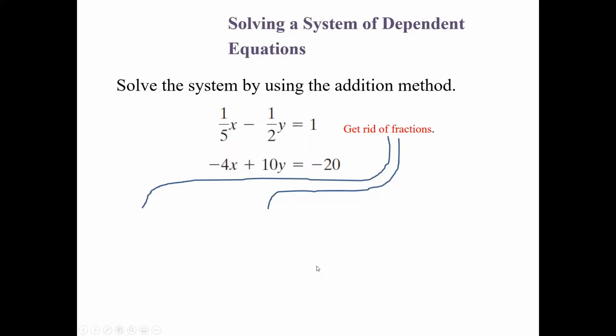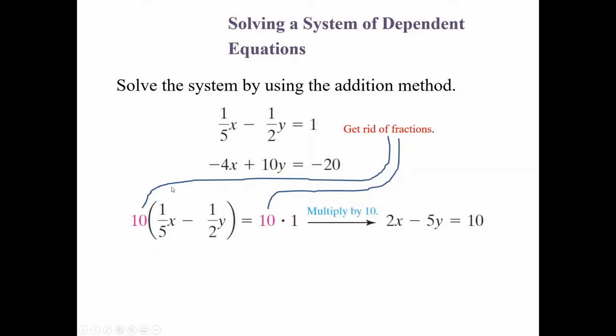Okay, a few more problems. In this case, solve by the addition method. Let's clear the fractions. Okay, so I take 10 times this and 10 times that. Why did I choose 10? Because my common denominator is 10. So I took 10 times here and I took 10 times the 1, which resulted in this equation. Okay, now I've got to get an opposite pair with the second equation.